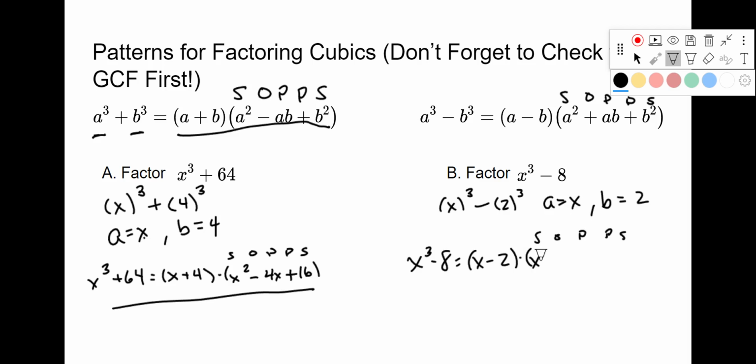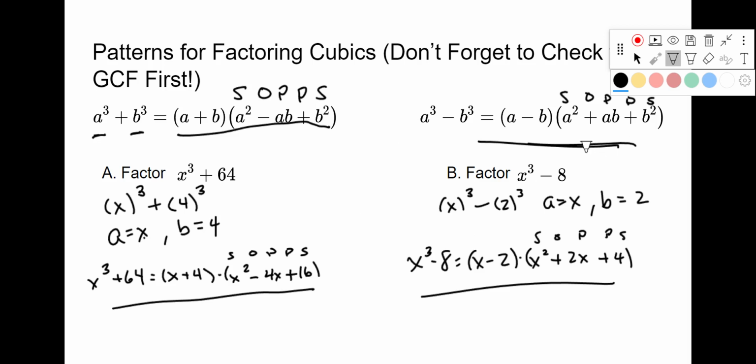Square A, so that's x squared. Opposite sign. We have a negative here, so we'll have a positive here. Product, A times B, 2x. Plus, it's always plus there, square, 2 squared, 4. That's my answer, and this is all done. Okay? That's how these formulas work.